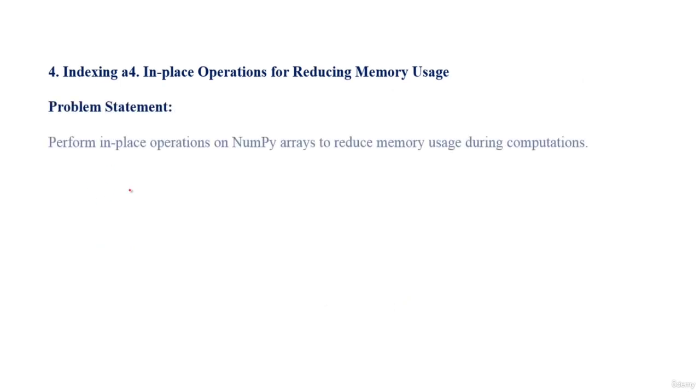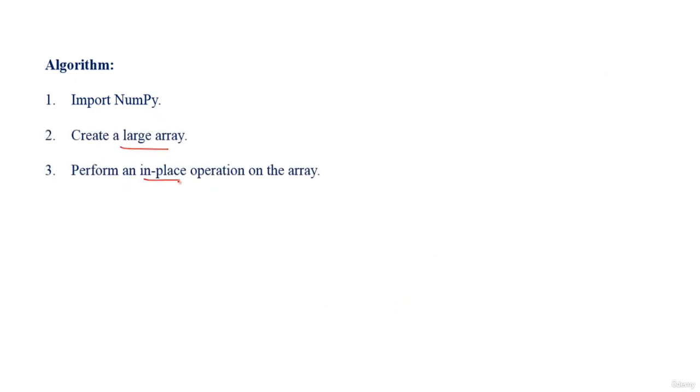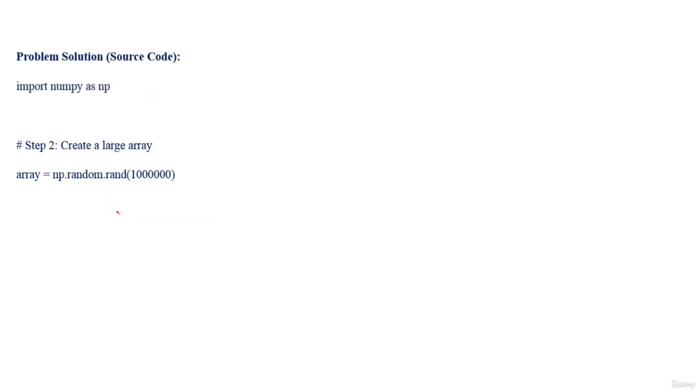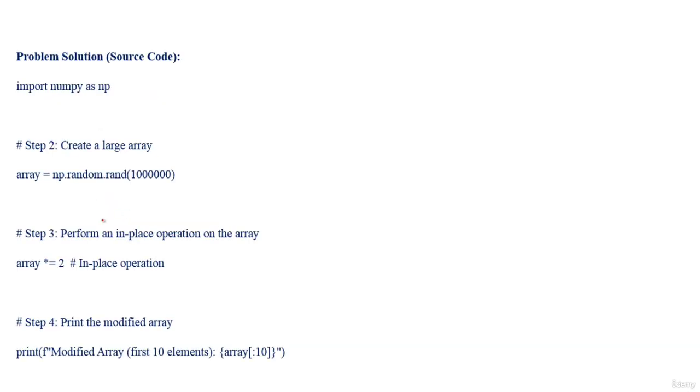The fourth problem statement is to perform in-place operations on NumPy arrays to reduce memory usage during computations. Skills required and instructions. Algorithm: first of all, import NumPy, create a large array, perform an in-place operation on the array, print the modified array. So this is a solution. You need to copy and paste it in your Visual Studio Code, IDE, or any other to check its output. First of all, you can see that on the third step, this is the in-place operation.